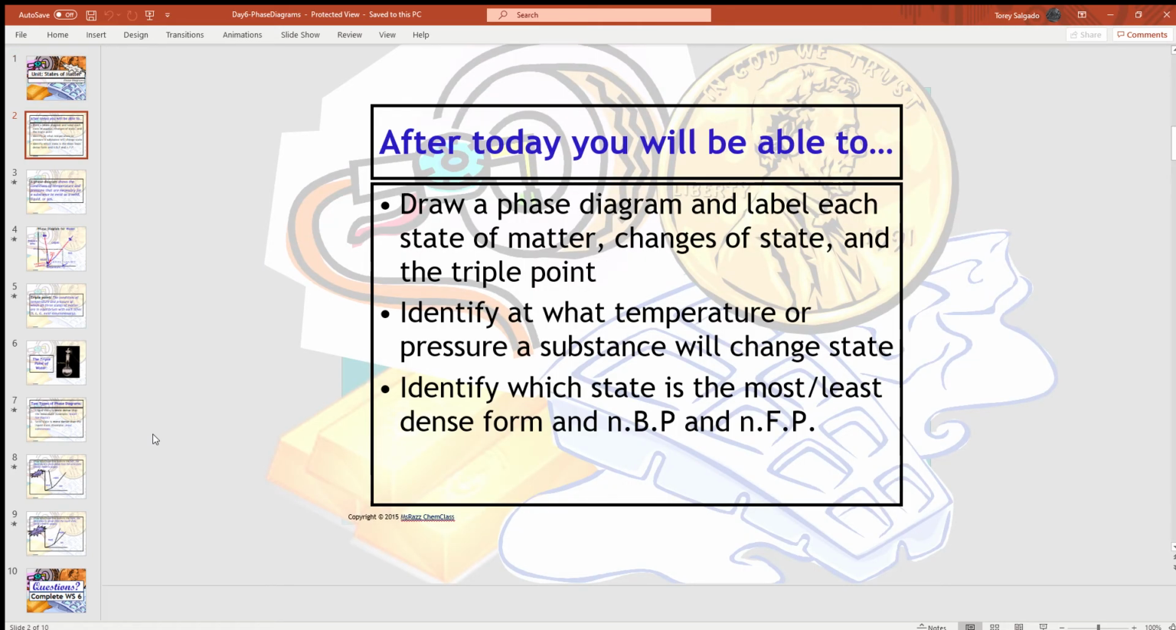So after today, you should be able to draw a phase diagram and label each state of matter, change of state, and the triple point. And I'm going to show you how to do that, and that should be labeled all in your notes. We're going to go over that. We're going to identify at what temperature or pressure a substance will change state. We're going to identify which state is the most or least dense form and the normal boiling point and the NFP as well.